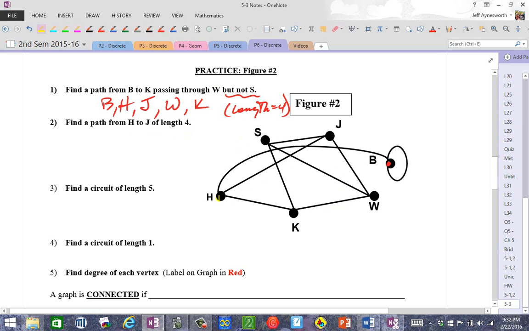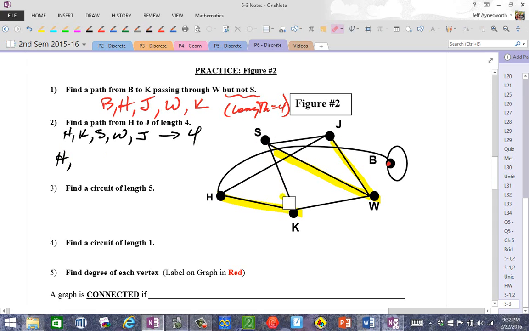Okay, let's go from H to K. That's 1, 2, 3, 4. From H to J, length 4. 1, 2, 3, 4. So there we go. That's one possibility. So H to K to S to W to J. And okay, again, length 4. Is that the only way you can do it? No. You could probably do something else here, but you got to start at H.